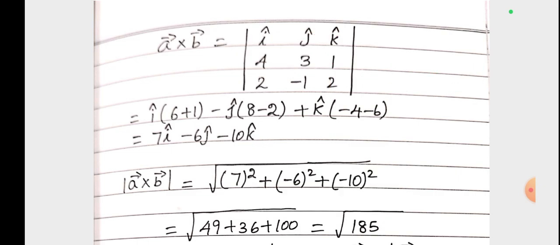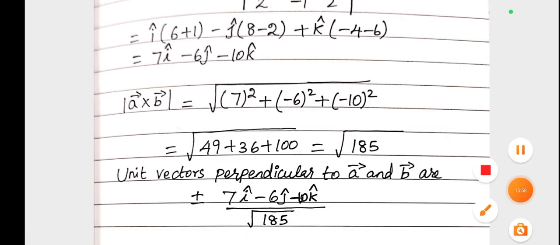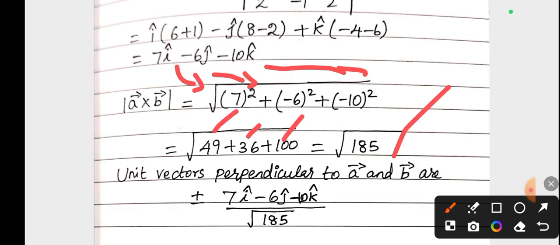Then do for the magnitude. Magnitude is root over 7 square plus minus 6 square plus minus 10 square. So 49 plus 36 plus 100, you are getting root over 185. So that's it.